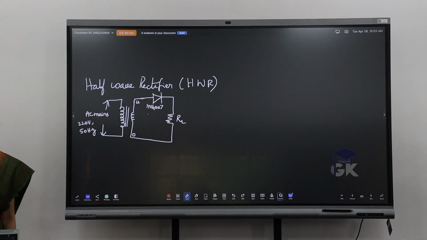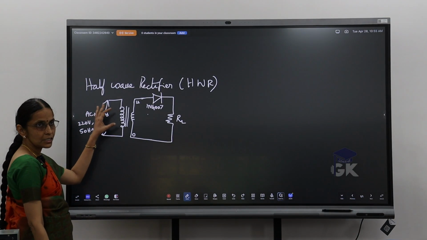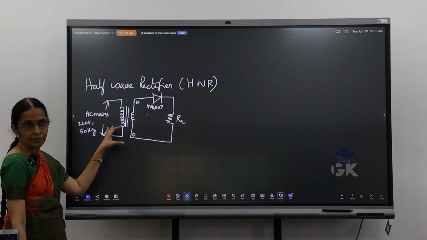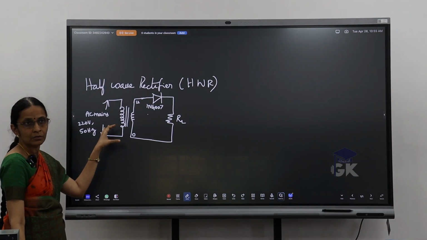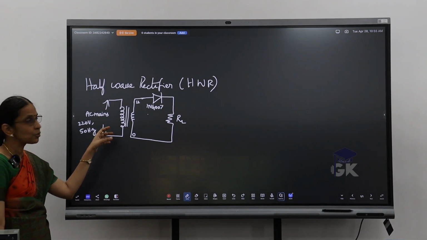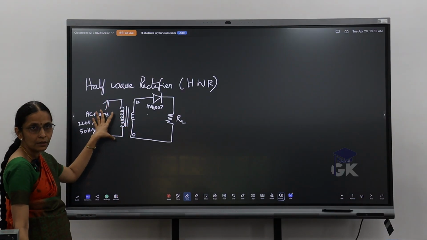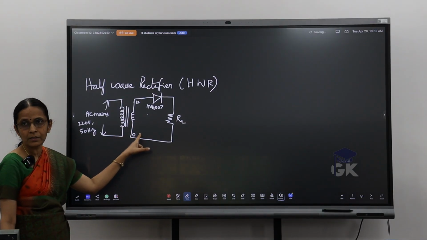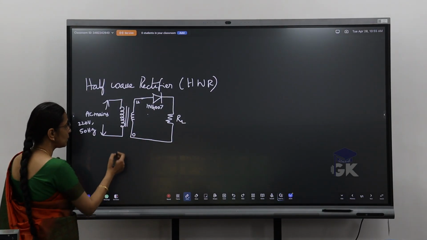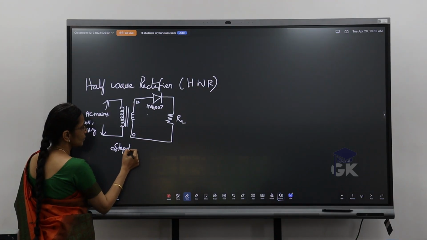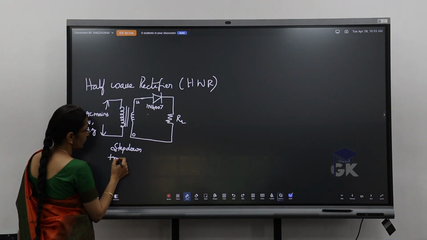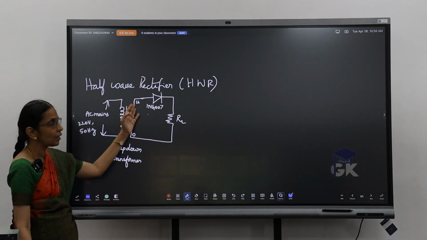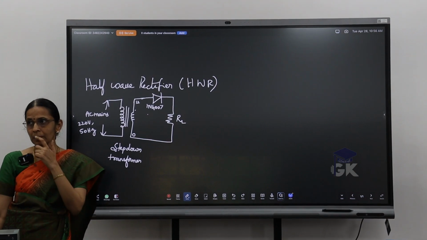So this is basically your circuit where I have a step down transformer. Are you able to understand? Is it step down or step up? How do you say it is step down? Winding ratio. Here, this is the primary side and this is the secondary side of my transformer. In the secondary side I have given fewer windings, so this is nothing but my step down transformer, followed by the diode, and then I have the load resistor connected.